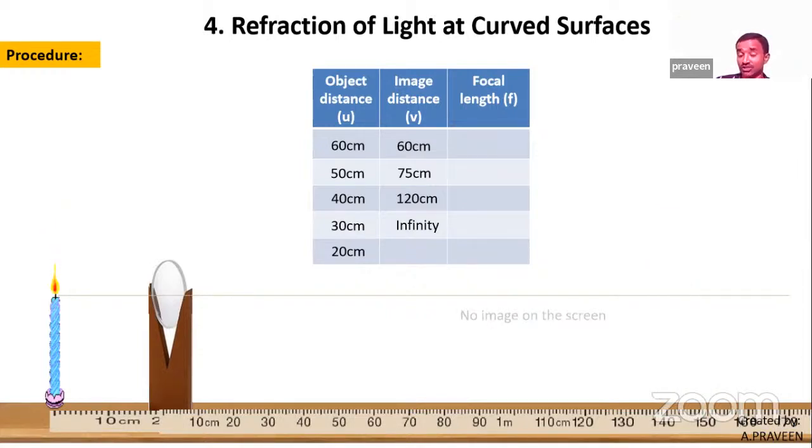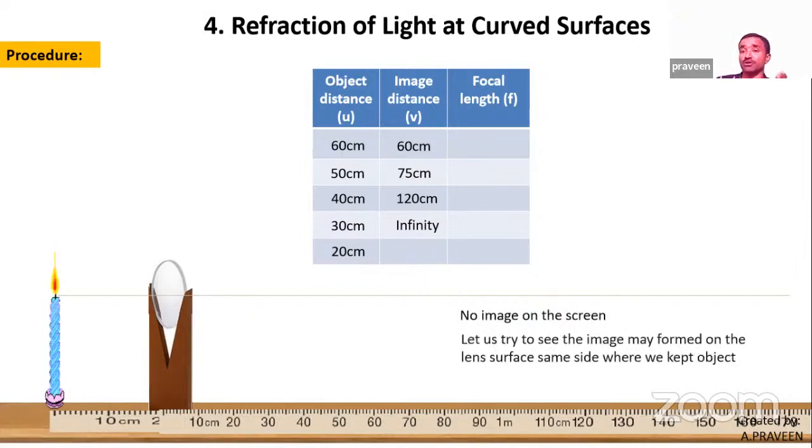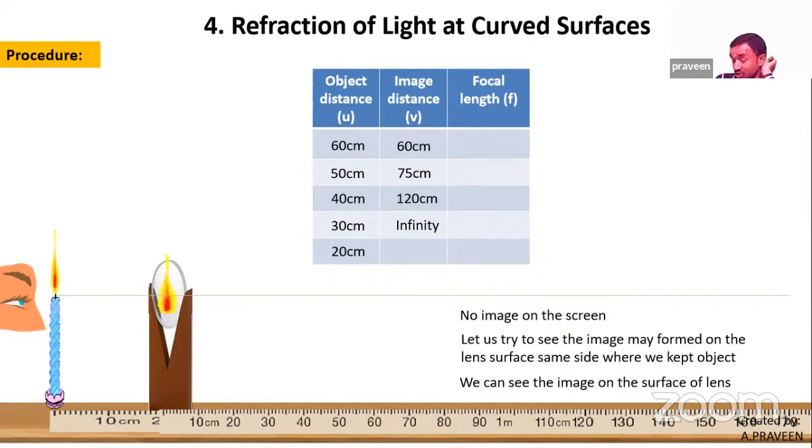Then what to do? If there is no image on the screen, let us see if the image may be formed on the surface of the lens, on the same side as the object. Try to observe that image on the surface of the lens. It will be observed like this. Then you can measure that image distance using another method. I am unable to show that here, so later I will explain it with a ready-made video.